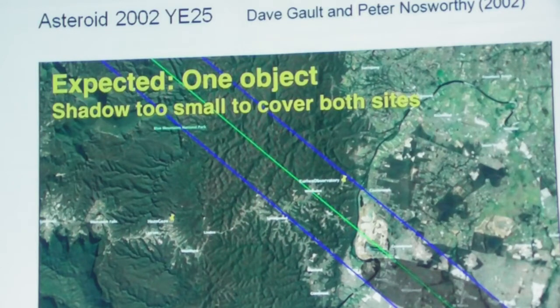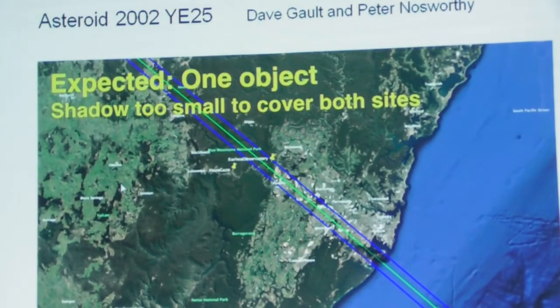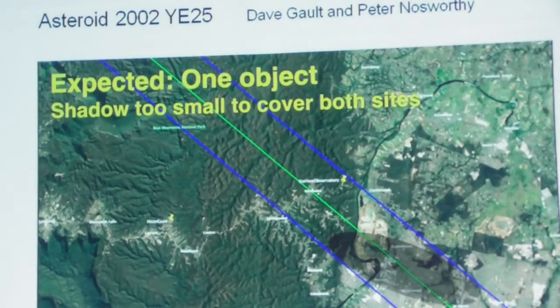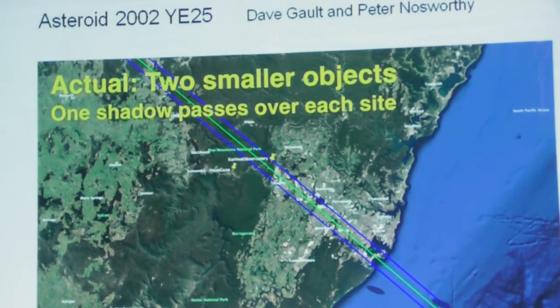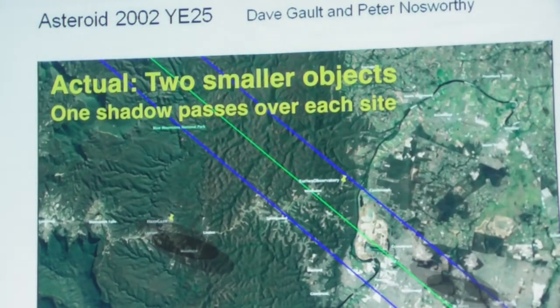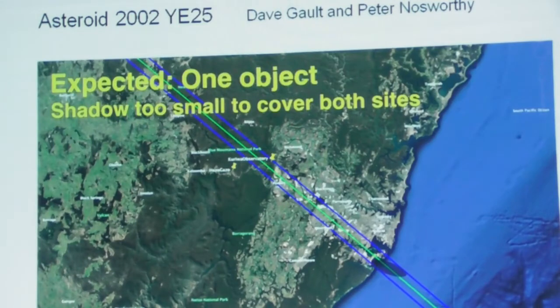So here we go. This is a nice animation that shows what was expected, but then something very surprising happened. So I'll just run that. This is what was expected: one large shadow, missing one, hitting the other. What actually happened was this. Both of them saw an occultation at slightly different times.